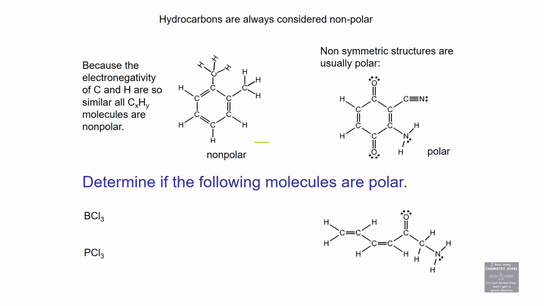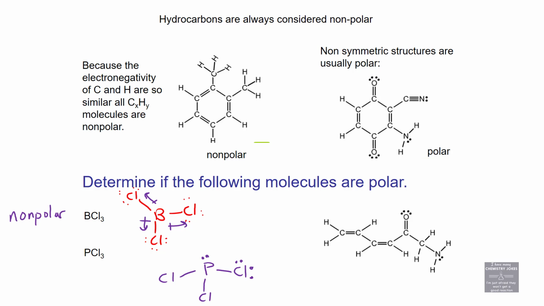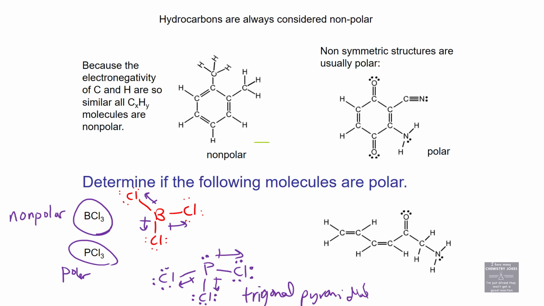BCl3, we got to know how to draw the Lewis structure. We got to know what kind of shape it is. It's trigonal planar. So yes, there are dipoles along these bonds pointed toward the chlorine in each case, but they would all completely cancel. BCl3 is nonpolar. What about PCl3? I have practiced my Lewis structures more than I bet you have practiced yours. Phosphorus has a lone pair in PCl3. So this is trigonal pyramidal, causing those dipoles toward chlorine to make this molecule polar. BCl3, nonpolar. PCl3, polar. That lone pair on the phosphorus makes all the difference.